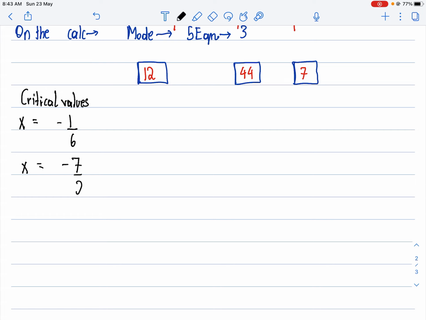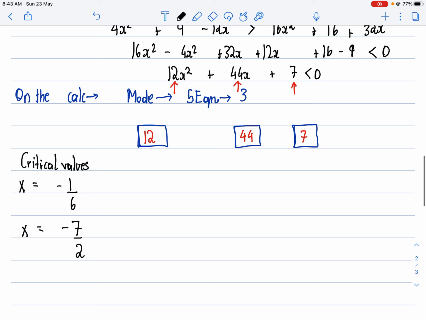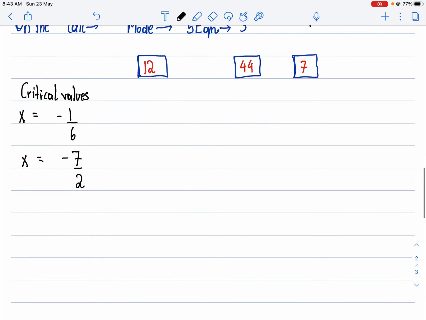by 2. But now, because it's an inequality, we need to determine a sign. What I do for that is I simply make a number line. Minus 1 by 6 I know is about 0.166. So let's say it lies somewhere here, and minus 7 by 2 lies somewhere here. So these are basically my critical values.